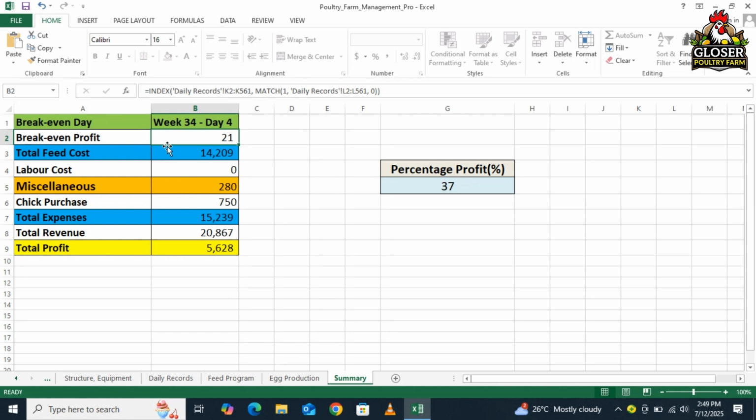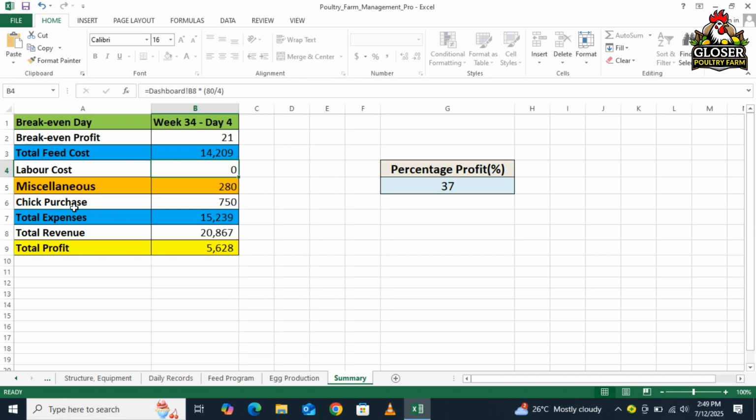There's a line showing total feed cost. That's the full amount of money you'll spend on feed from day 1 to the end of the cycle. Feed is usually the biggest cost in poultry farming, so it's important to plan for it carefully. Then we have the labor cost. Since I entered 0 earlier, because I'm doing all the work myself, this line will show 0. But if you hire workers, this number will be higher, depending on how much you pay them.